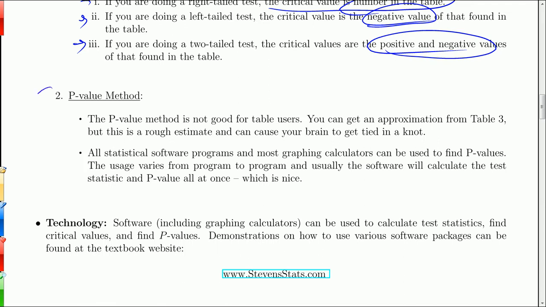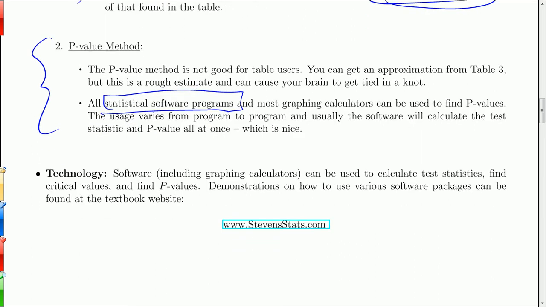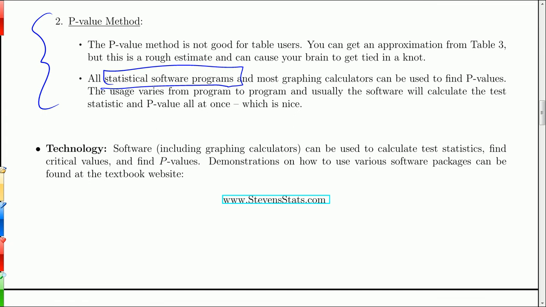So that's the p-value method. If you have software, sometimes all it gives you is the p-value. It doesn't even give you the critical values because the p-value is sufficient to make your decisions. And all statistical software packages can give you p-values. They might not give you critical values.